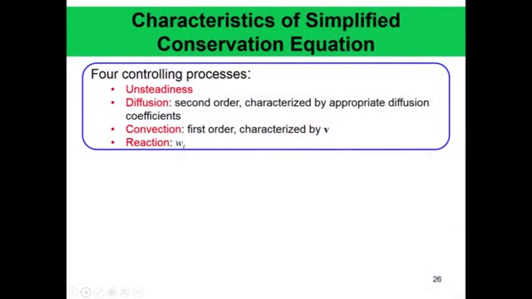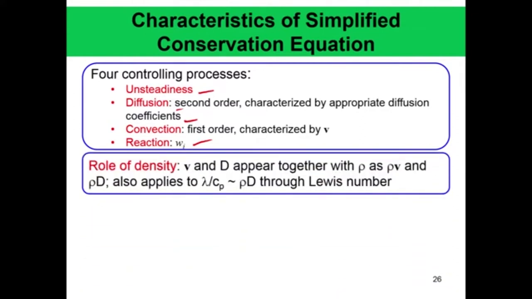Now, the characteristics of the simplified conservation equation are that we have retained the unsteadiness and the diffusion. By diffusion, we mean both species diffusion as well as thermal diffusion, that is heat conduction. We have retained convection, which is a first order quantity, and of course we have retained the reaction rate, because combustion is represented by the reactions, right? Now, density, as we have seen, rho v and d appear together, with rho and rho d, and also apply through the Lewis number.